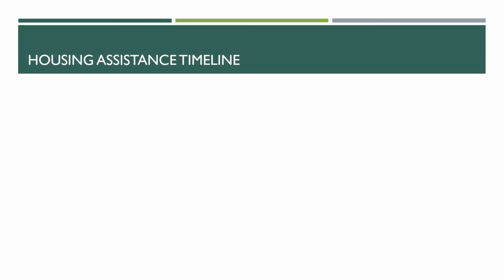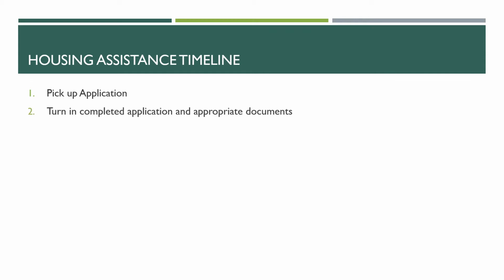First, the housing assistance timeline. Most applications follow a fairly standard order of steps. To begin, the household must pick up an application or access our application online at greatplainsha.com. Then, once the application is complete and the appropriate documentation is put together, the application is submitted to the office.